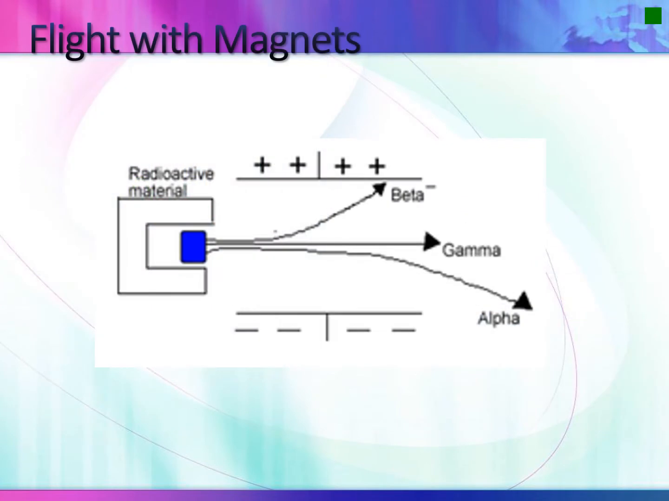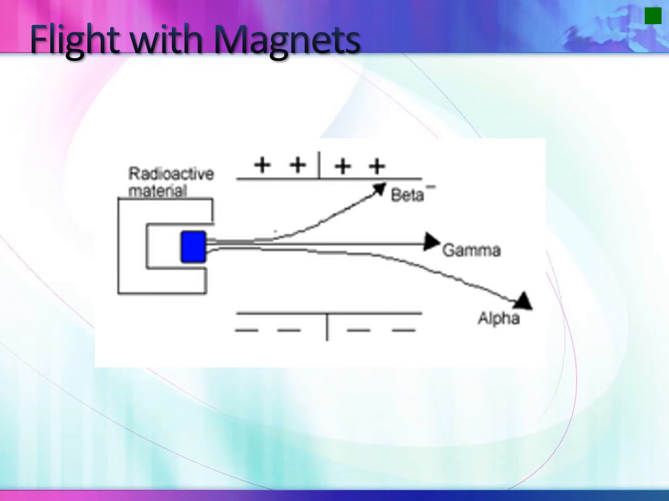All right, flight with magnets. So let's try to understand with this. So we have a magnetic field on here, and we've got a positive and a negative. And because these particles have charges, they're going to be attracted to things that are their opposite, and they're going to be repelled by things that are their similarities. So we're going to focus though on what they're attracted to.